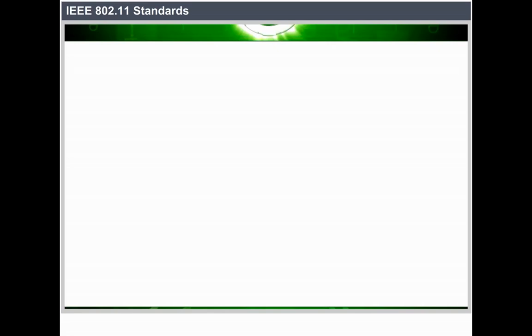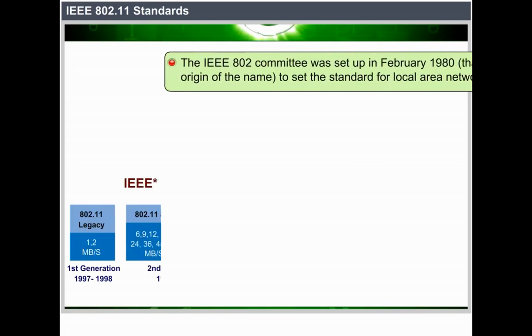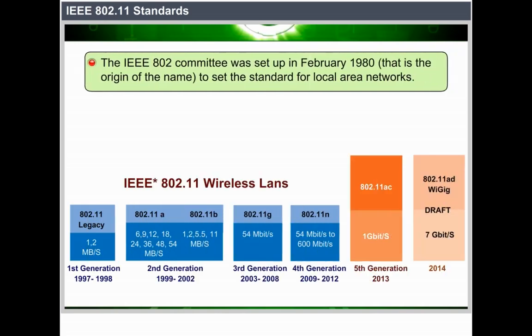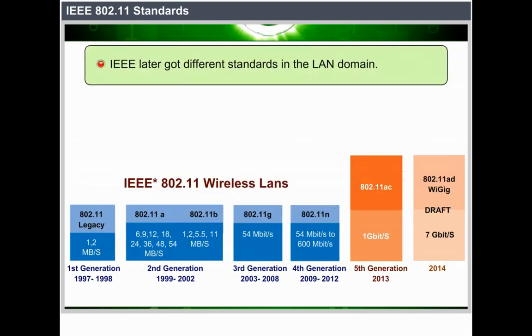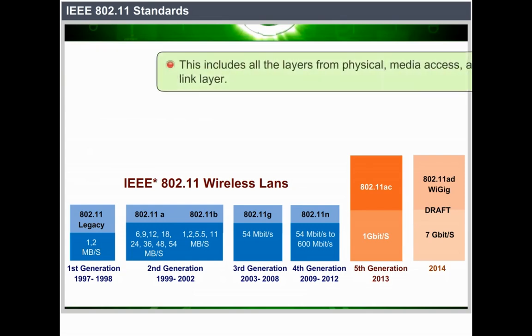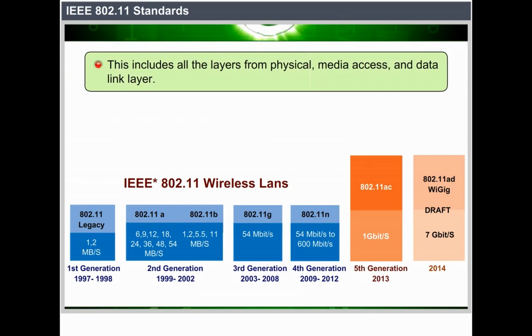IEEE 802.11 standard. The IEEE 802 committee was set up in February 1980. That is the origin of the name, to set the standard for local area networks. IEEE later came up with different standards in the LAN domain. This includes all the layers from physical, media access and data link layer.